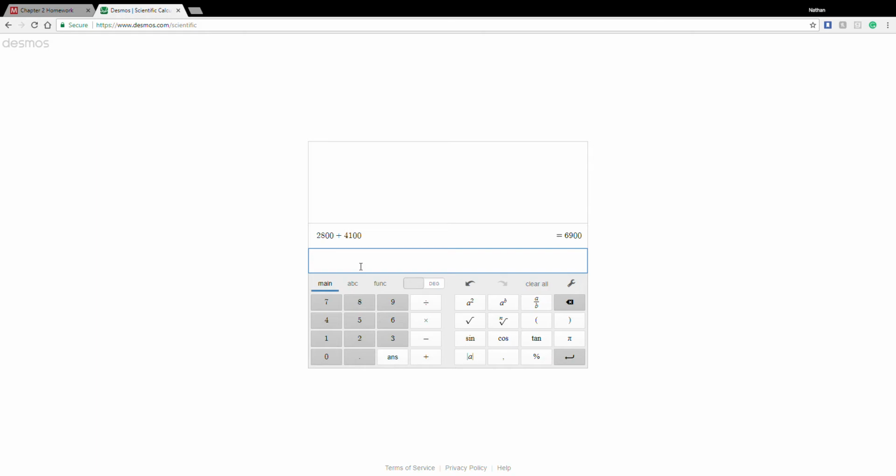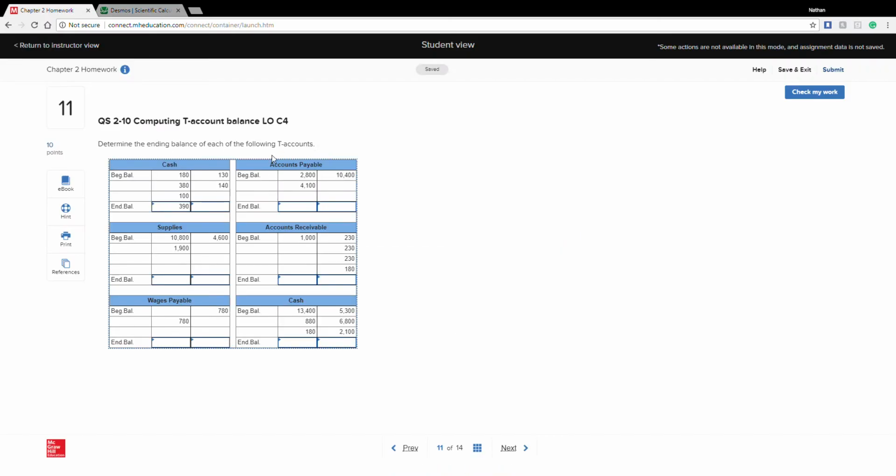Now remember, accounts payable decreases by debits. So this is technically a negative number to us. So we just want to take the positive, which way it increases. So since it increases by credit, we want to take the 10,400 and subtract out the 6,900. So we have 3,500 left in accounts payable.